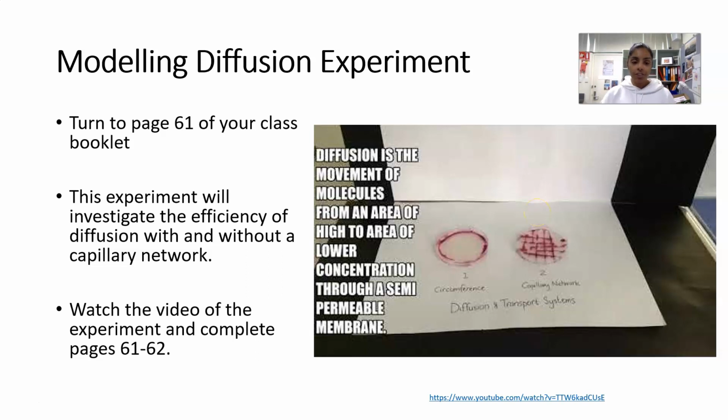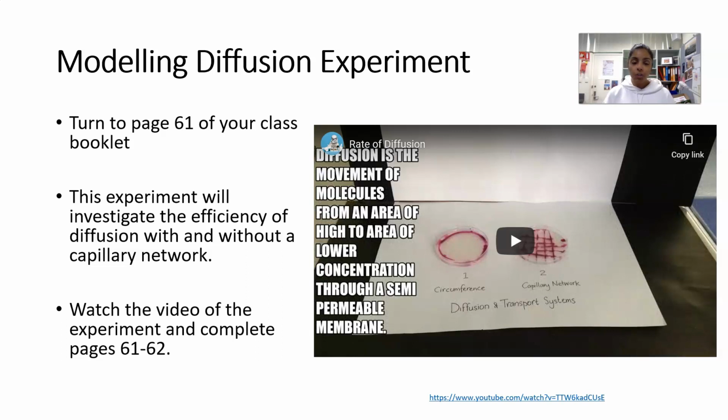Okay, guys, in this section, this is on page 61 of your booklet. We're going to be looking at an experiment that illustrates diffusion using a circumference and using a capillary network. So I'd like you to watch the video and fill out the pages on 61 and 62. This should be pretty straightforward, but remember, you can ask me questions if you're not sure about what's going on, or better yet, ask each other and see if you can get a discussion going.